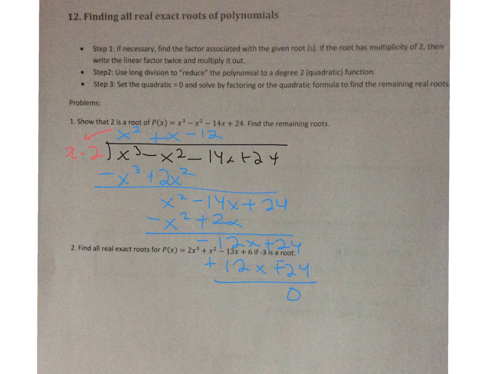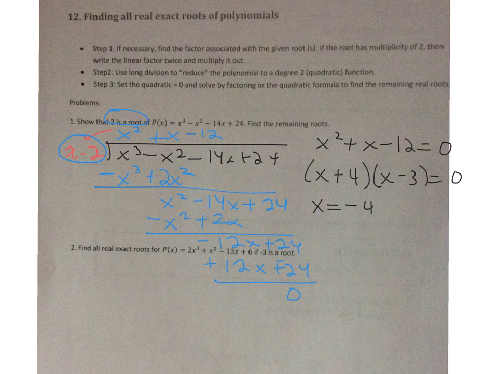And that tells me for sure that x minus 2 is a factor, and it tells me for sure that 2 is a root. So now it's time to find the remaining roots. So I'm going to take the quotient here, x squared plus x minus 12 equals 0. And this time I'm not going to use the quadratic formula because this factors really easily into x plus 4, x minus 3. So that means that x equals negative 4 or x equals 3 are your remaining roots.